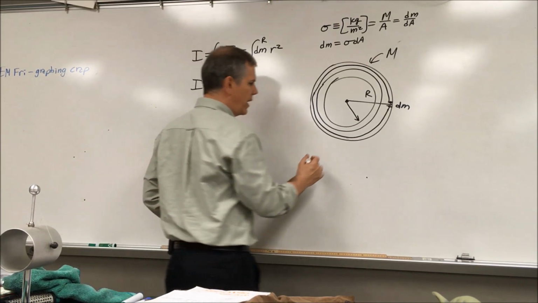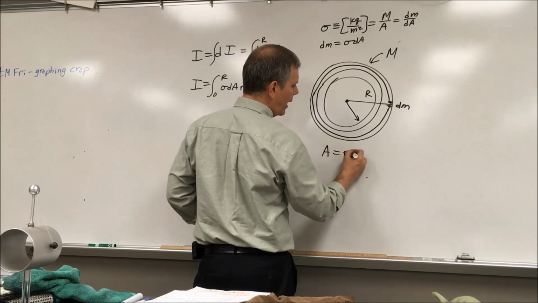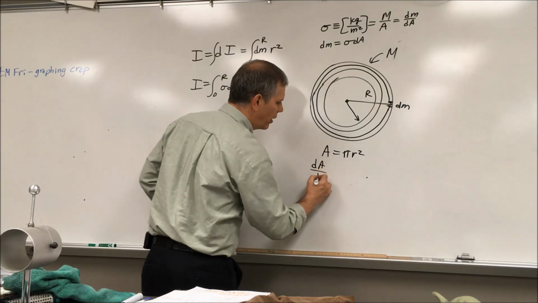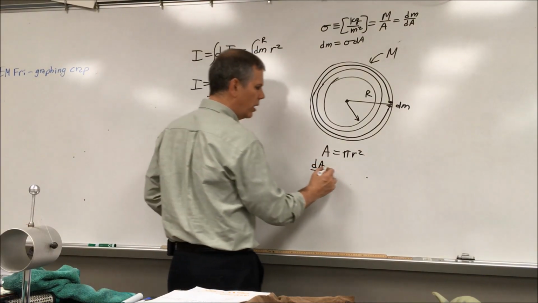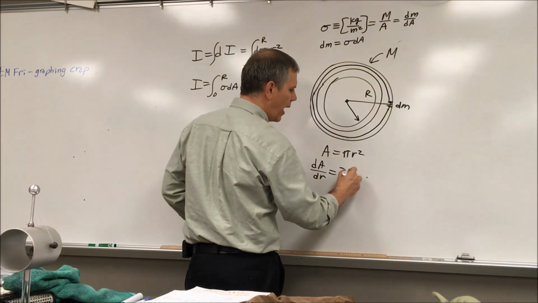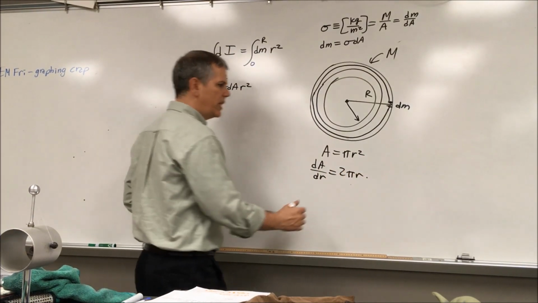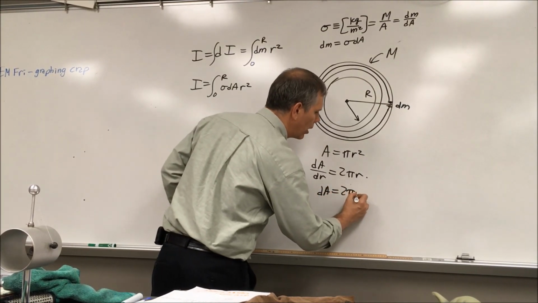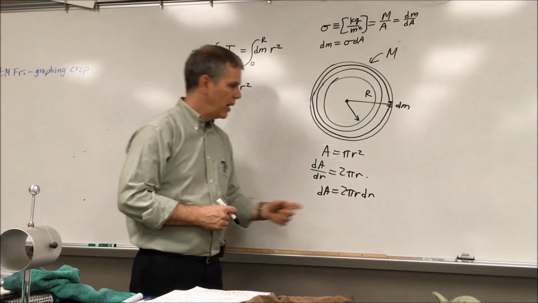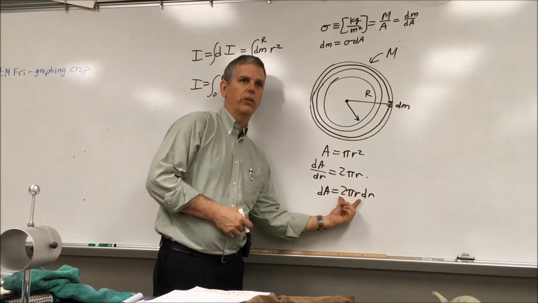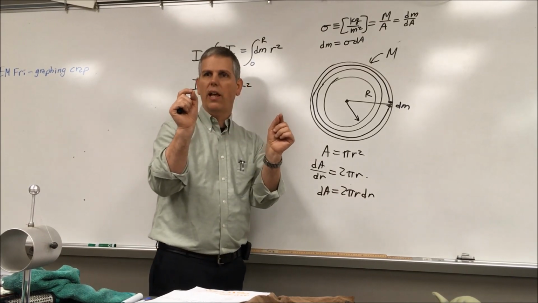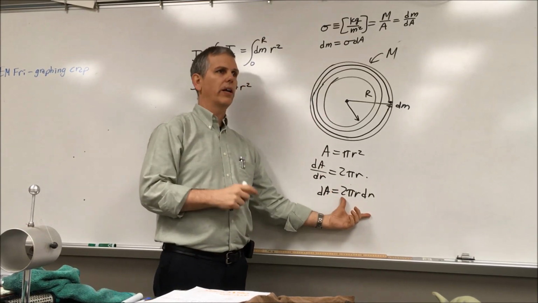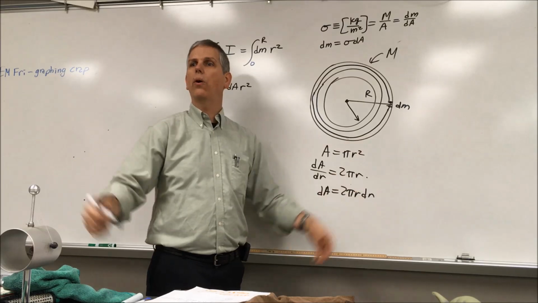But what does A have in it? R. So if my area equals pi r squared, then dA as a function of r, the derivative with respect to r, equals 2 pi r. So dA equals 2 pi r dr, or the circumference of a circle times a really thin width will give me a ring. That gives me the area of the ring. And if I add up all of these little rings, I get the whole thing.